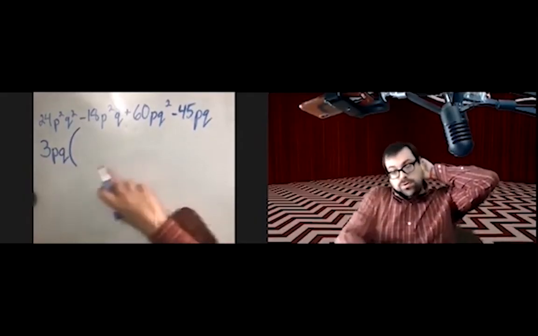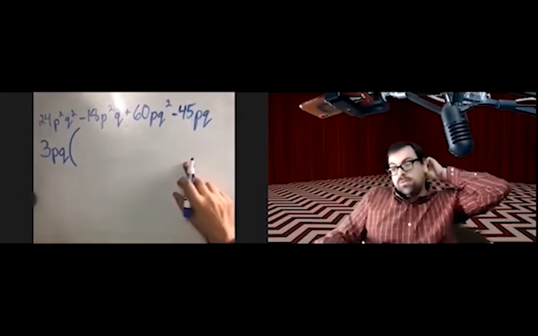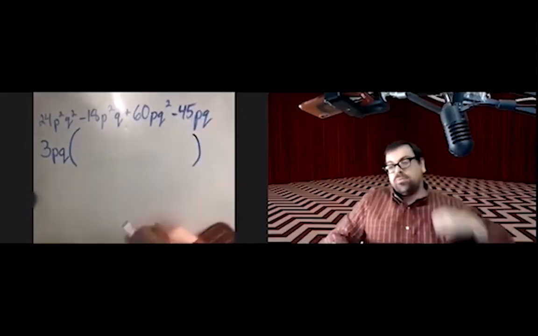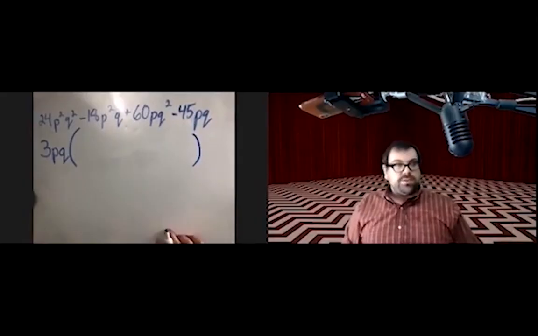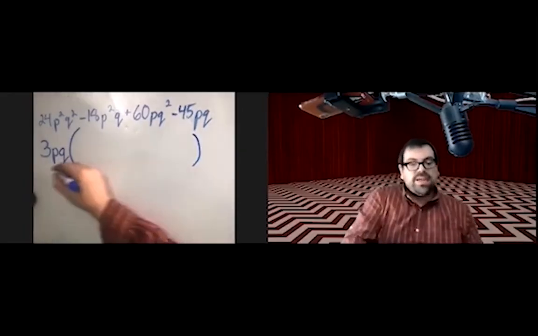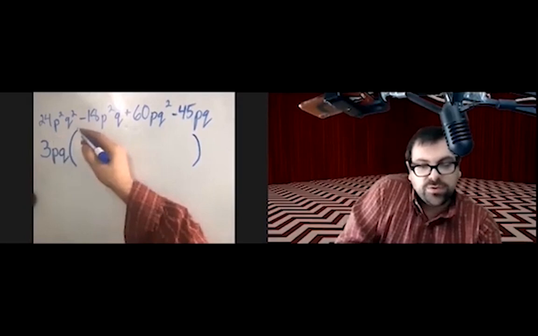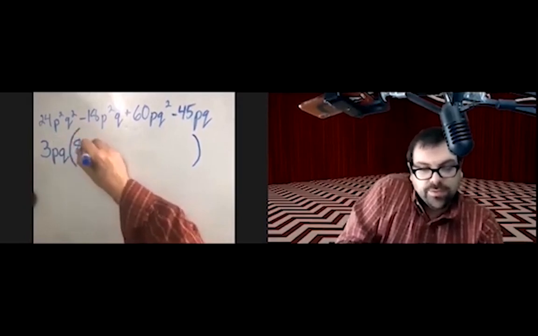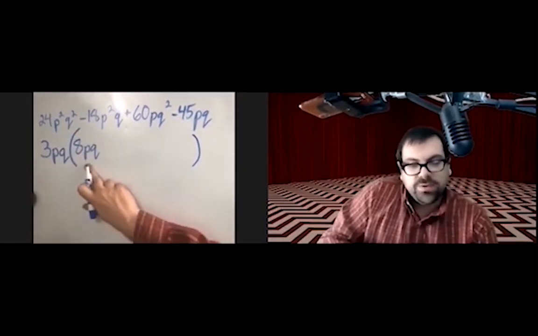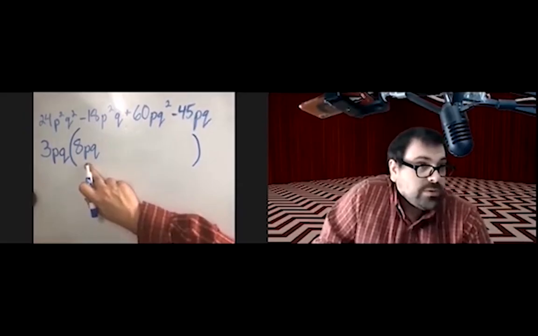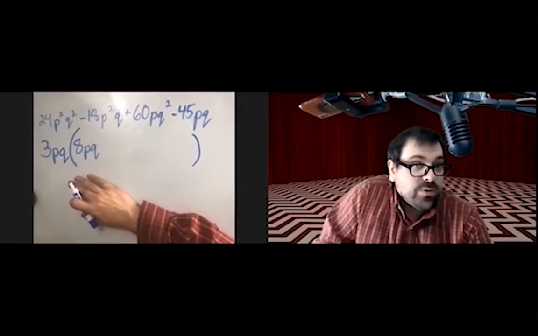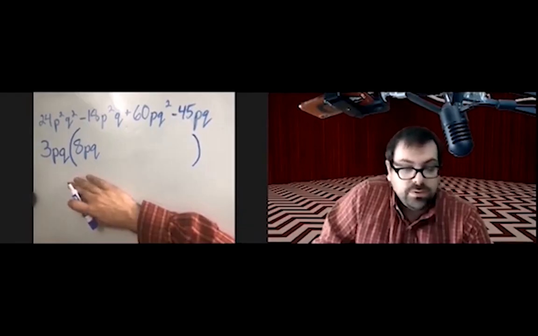So we're going to think about the distributive property with 4 terms. 3pq times what is 24p squared q squared? 3pq times 8pq. This is why it's important to have your exponent rules down.